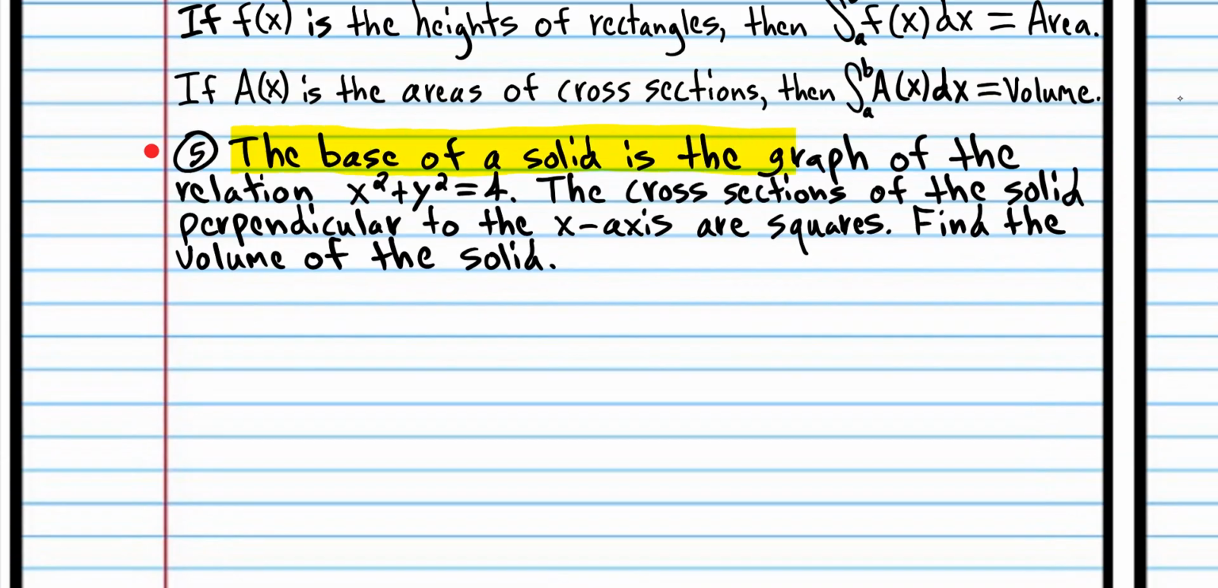The base of a solid is the graph of the relation x squared plus y squared equals 4. And if you don't remember, that's actually a circle. The cross-sections of the solid perpendicular to the x-axis are squares. Find the volume of the solid. Now, it's a lot better to say parallel to the y-axis than perpendicular to the x-axis, but on the advanced placement test, they're going to do things like that just to confuse you, so I'm just getting you used to that.